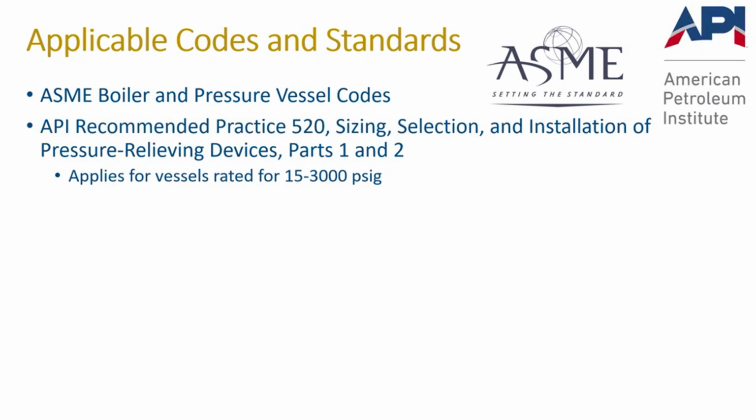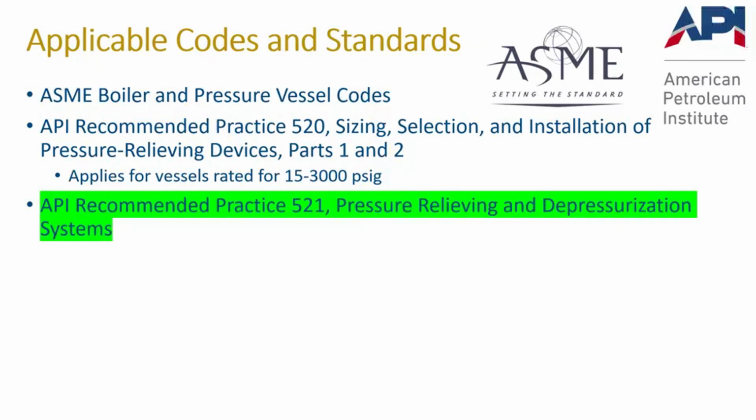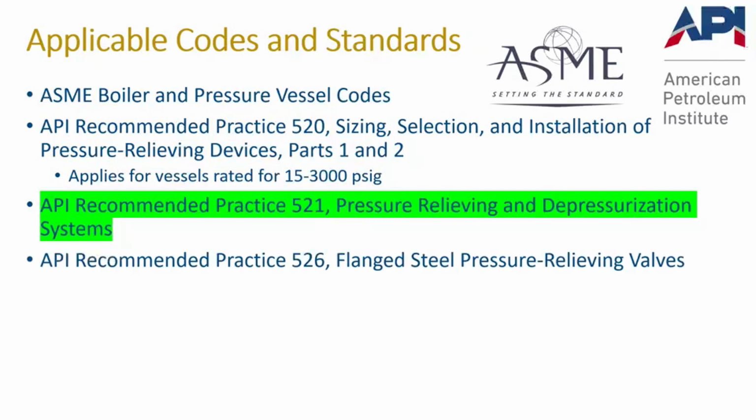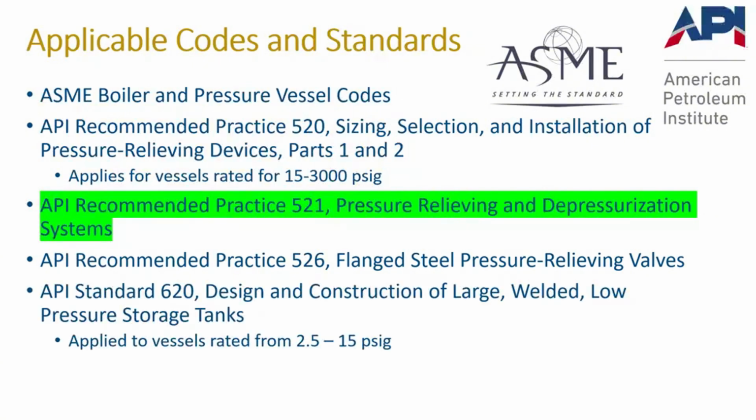A number of other codes are published by API, or the American Petroleum Institute. API Recommended Practice 520 deals with the sizing, selection, and installation of pressure relieving devices. API Recommended Practice 521 deals with pressure relieving and depressurization systems. We're going to learn a little bit more about this recommended practice in the next slide. API Recommended Practice 526 deals with flanged steel pressure relief valves.